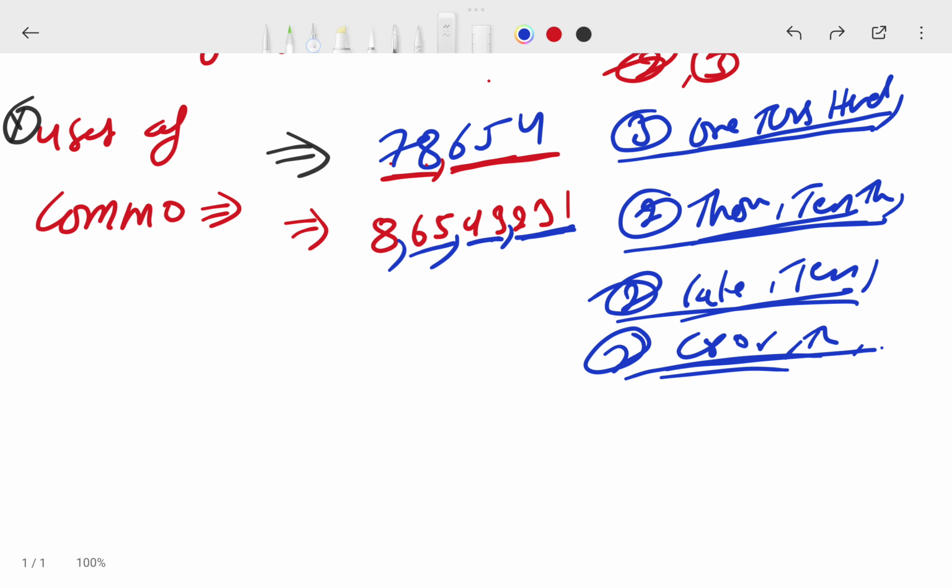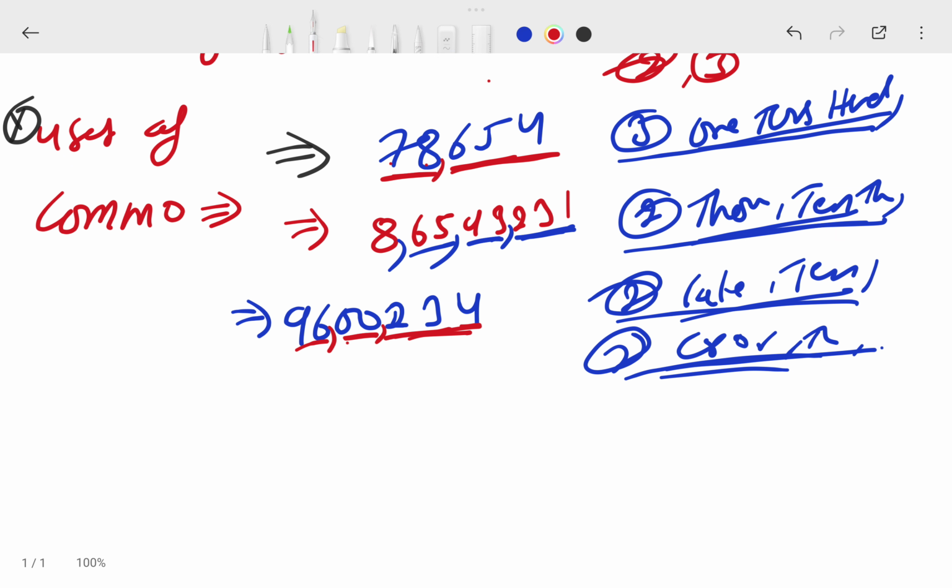Now let's say this is given: 9 6 0 0 2 3 4. First we count ones, tens, hundreds. Hundred is over, put a comma. After it, thousand, ten thousand, put a comma. First 3, then 2. You might say, sir, it's 2 digits, put a comma like that. No, this is the last, so now you will not put a comma.